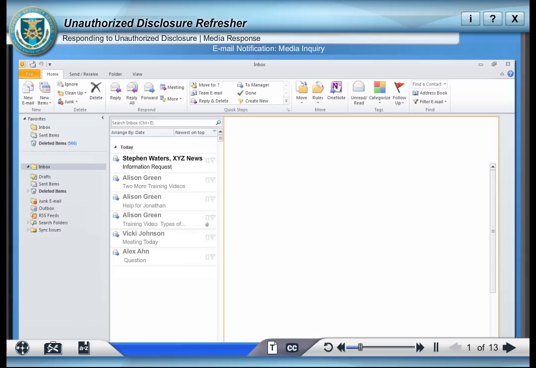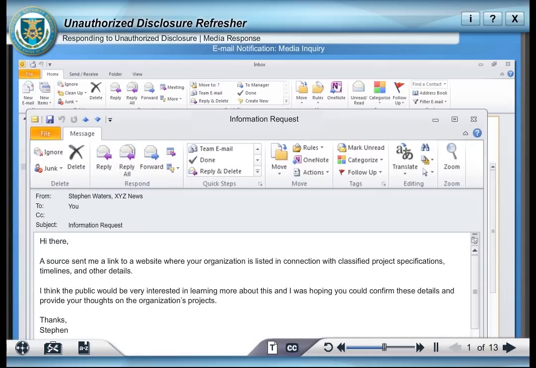You just received another email. It looks like it's from someone named Stephen Waters at XYZ News. Select the email to see what he wants. Mr. Waters is looking for information regarding a specific classified project. You are working on that project and know that many of the project specifications are secret. Go to the next screen to determine how to proceed.